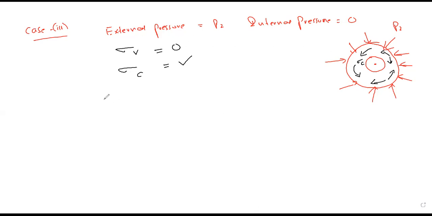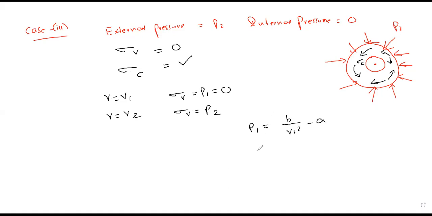Okay, so by considering this, your r is equal to R1, obviously there will be a radius, and r is equal to R2. Sigma R, nothing but P1, is equal to 0. Sigma R is equal to P2, which is going to exist. Okay, so what are your relations over there? As you know, P1 is 0. P1 is equal to B by R1 square minus A. So as P1 is 0, this is completely 0. Okay, and what is P2? P2 is equal to B by R2 square minus A. Okay, and P2 exists.